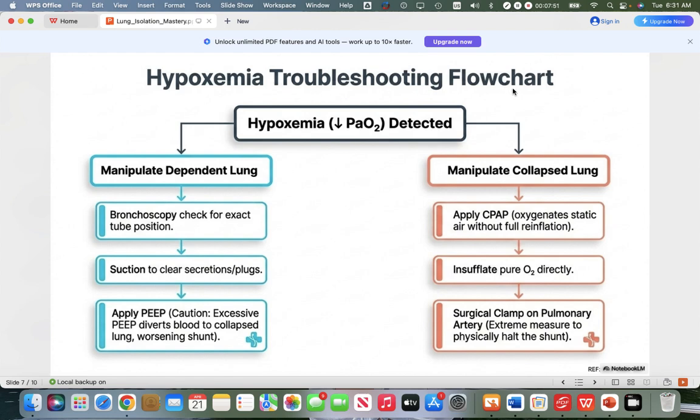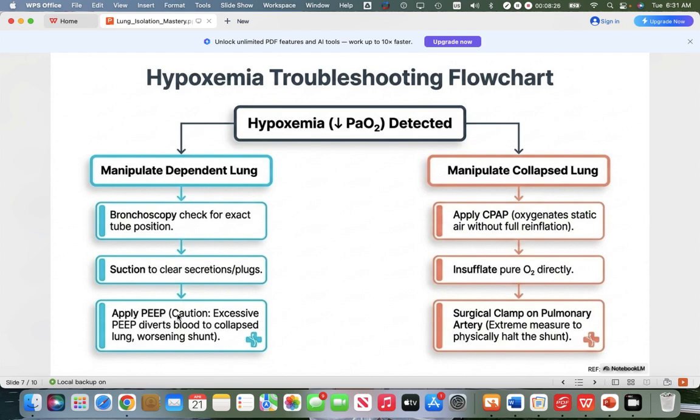Hypoxemia troubleshooting flowchart. Sometimes in one lung ventilation, hypoxemia will happen and is detected. So what can we do? Manipulate the dependent lung. First, bronchoscopy to check the exact tube position. It is very important to make sure our tube is in the proper position or not. 2. Suction to clear secretions and blocks, because sometimes secretions will block the dependent lung and this will lead to a decreased oxygen level.